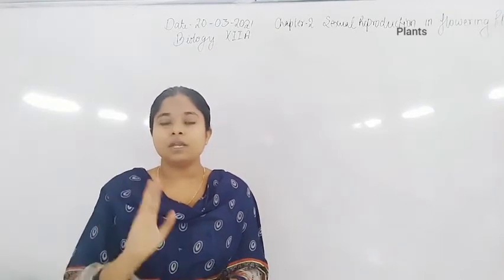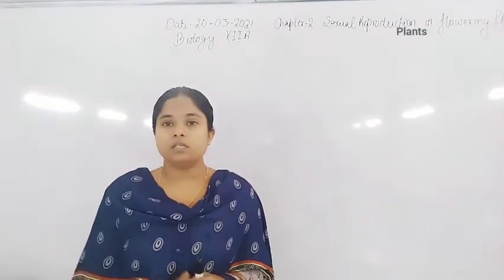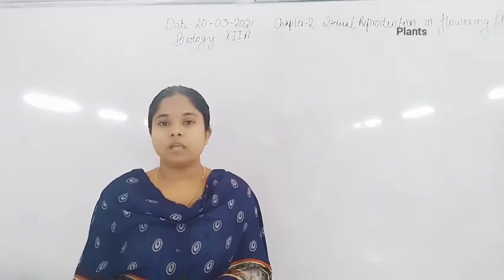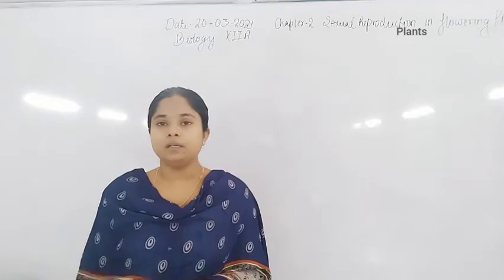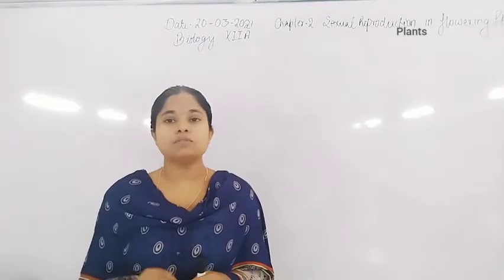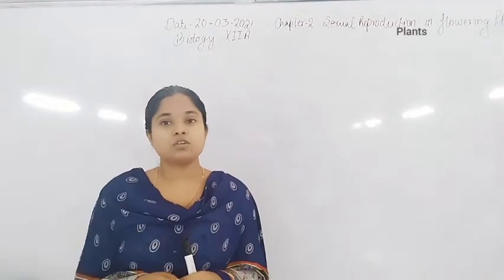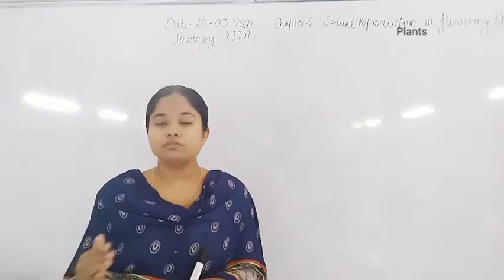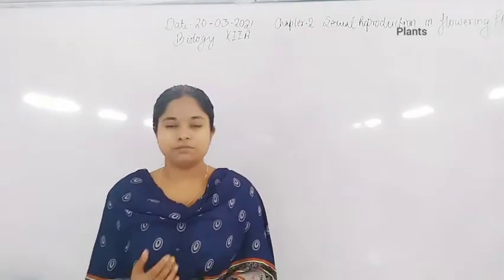Now, second is the female reproductive part, the pistil, megasporangium or ovule or embryo sac. The pistil is formed by three parts: stigma, style and ovary. Inside the ovary, the ovule is present, and the ovule is responsible for the formation of seed, and from the ovary, fruits are formed by different divisions.